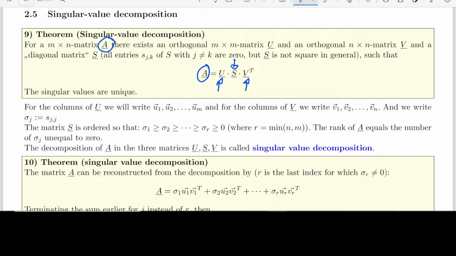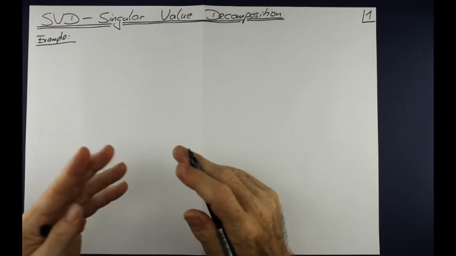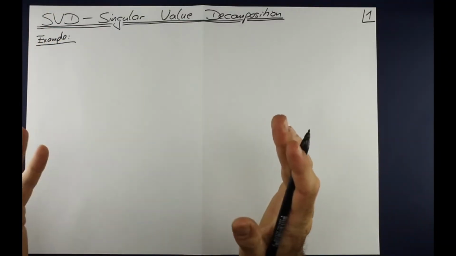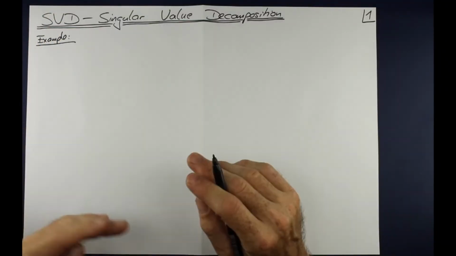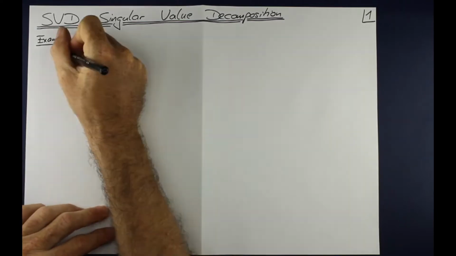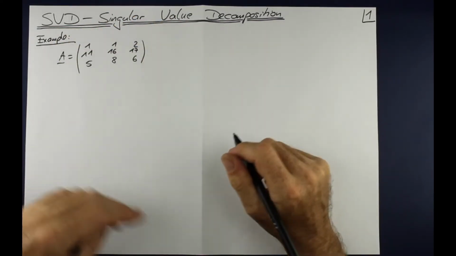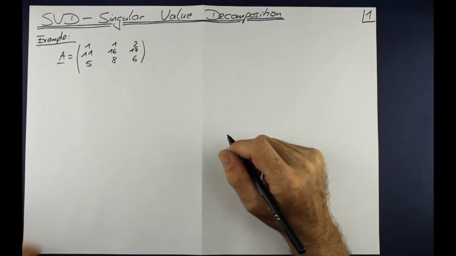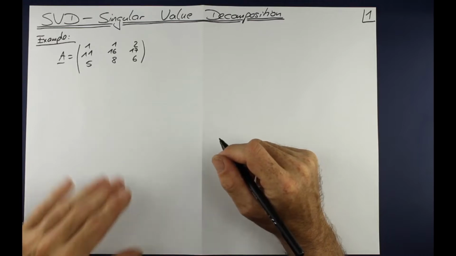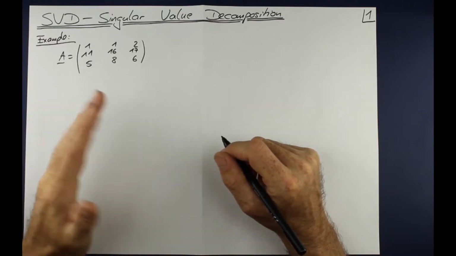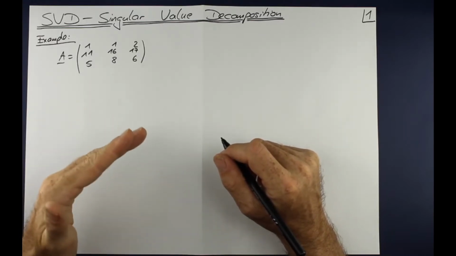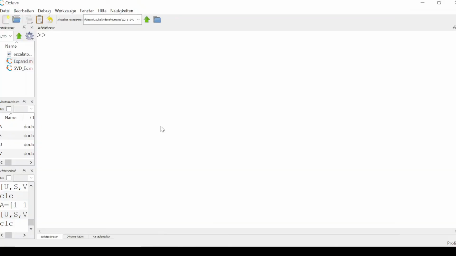Okay, but let's start with the decomposition, and let's start with a simple example. Please give me, let's say, a 3 by 3 matrix A, whichever you want. Okay, maybe you give me this matrix with these 9 entries. And now let's call MATLAB, or let's call Octave to find this decomposition. So let's enter the matrix A.